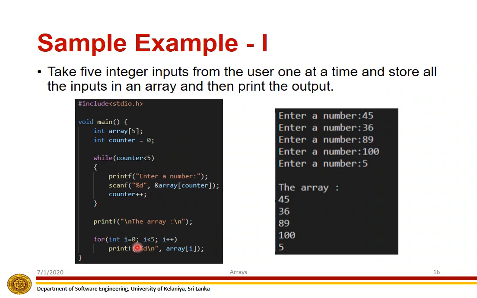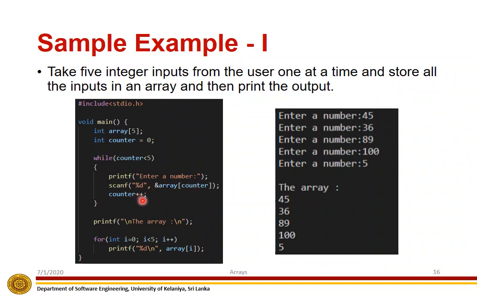Then after that, this is just to give the message "the array is". Then using the for loop we can print the array. So we will trace this and get the output. First, counter equals 0. 0 is less than 5, so it will print "enter a number". Then we can give a number, and it will get the number into the array and store it in the 0th position.